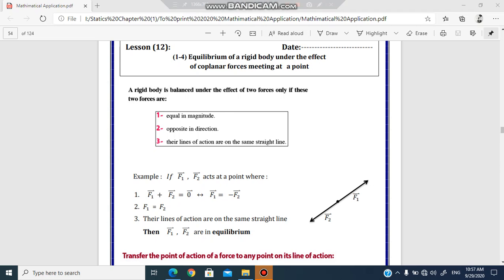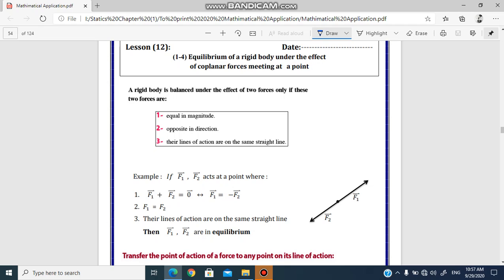I am Mr. Farid, and now I will help you to overview your lesson today about equilibrium of a rigid body under the effect of coplanar forces meeting at a point. A rigid body is balanced under the effect of two forces only if these two forces are equal in magnitude, opposite in direction, and their lines of action are on the same straight line.